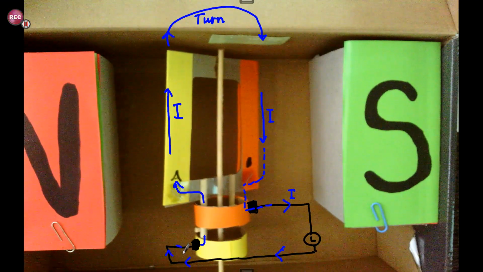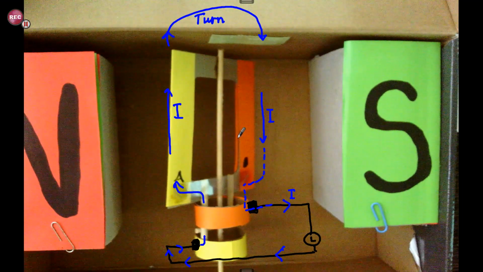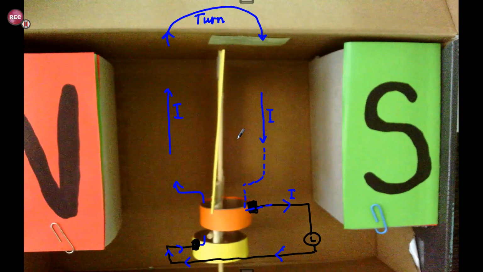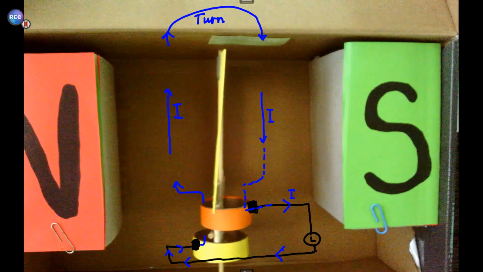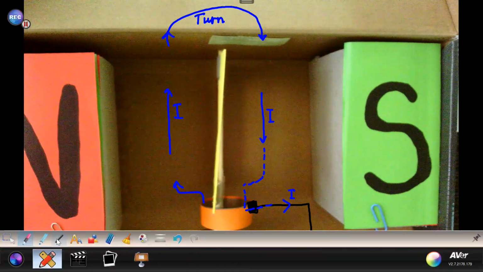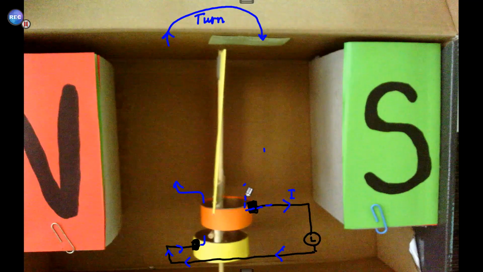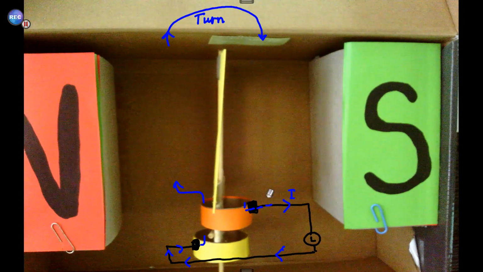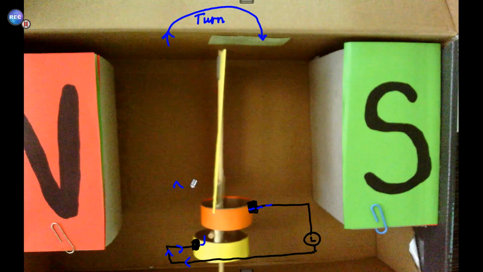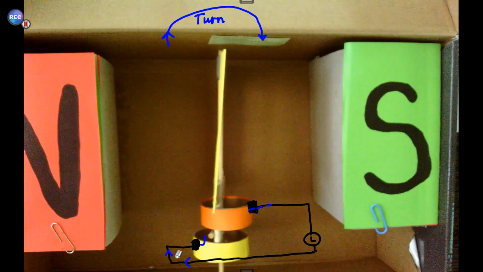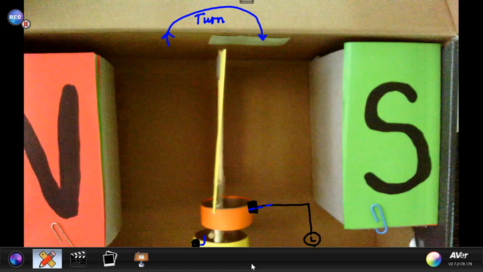Okay. What happens when we reach the vertical position? There's no current. So the whole current is dead. In the vertical position, there is no current. No current in this coil. Nothing. Okay? Remember that orange is connected to orange and yellow is connected to yellow.